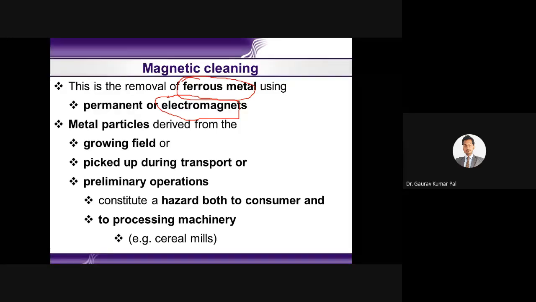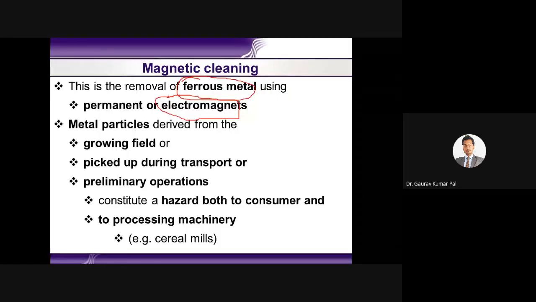Any... Jenny Patel, can you tell me... Yes, sir. ...how it is going to affect the industry as well as the consumer? See, if some metal particle enters the food, it is a hazard for the consumer as well as for the industry also. Why is it a hazard for industry? Consumer we can understand, but why for industry?